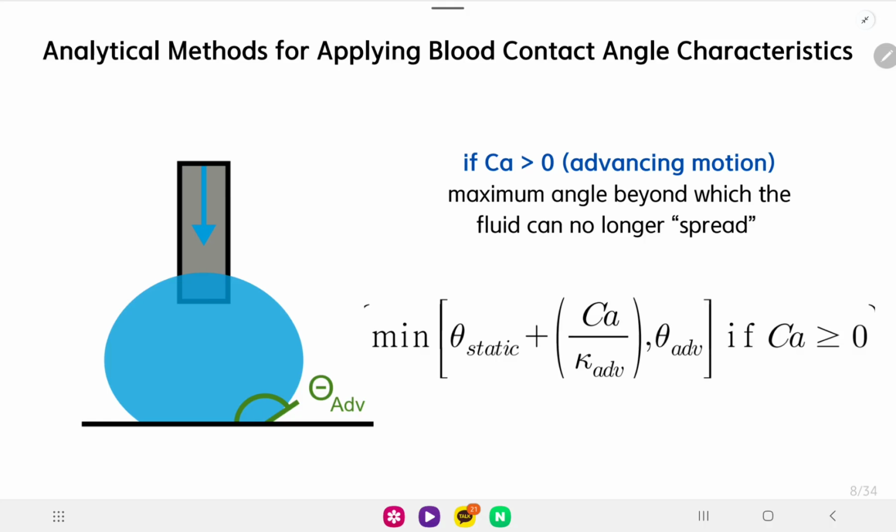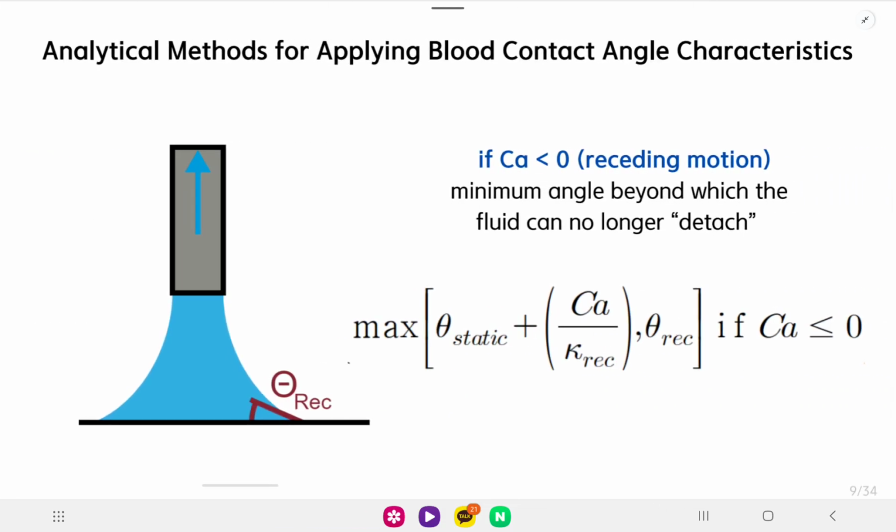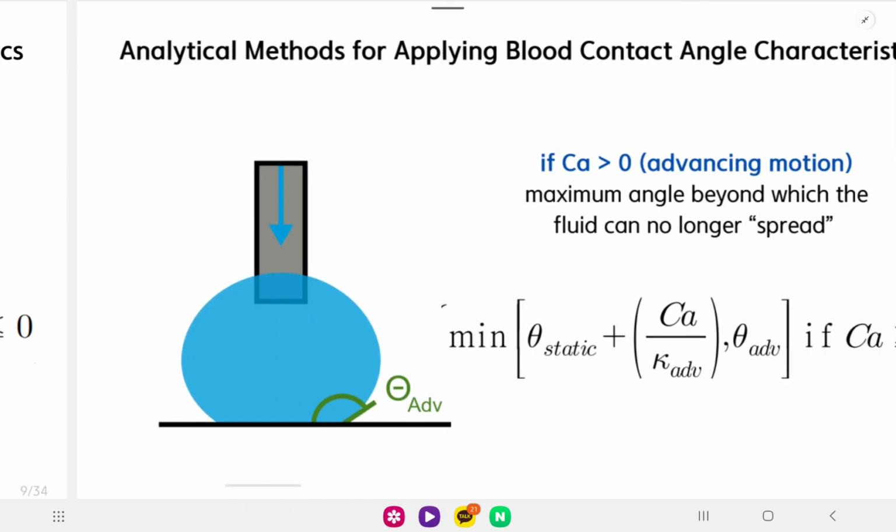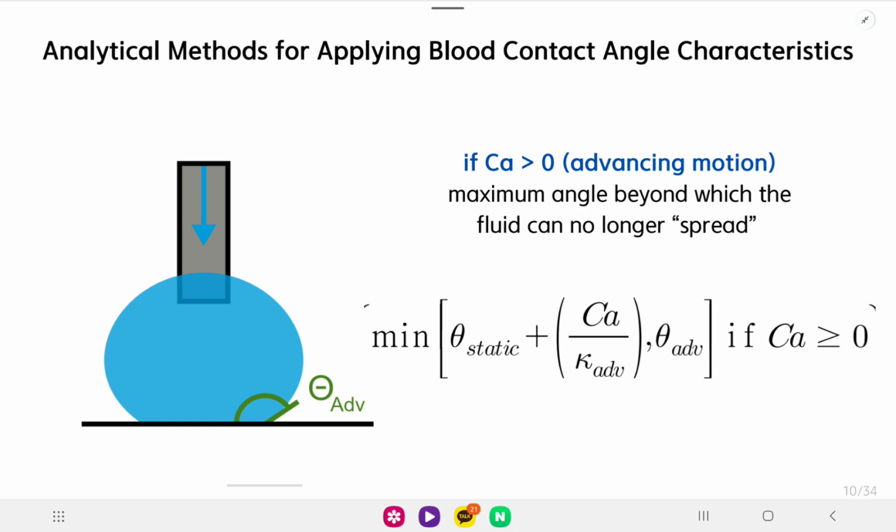When the capillary number is positive, it indicates that the contact line is undergoing advancing motion, whereas the negative capillary number signifies receding motion. The advancing contact angle represents the upper limit of the contact angle, which is the maximum angle beyond which the fluid can no longer spread on the surface. When the capillary number is positive, meaning that the contact line is advancing, then the dynamic contact angle is determined by selecting the smaller value from the minimum function. As a result, if the selected value is equal, it indicates that the contact angle has reached its upper limit, preventing further spreading of the fluid on the surface.